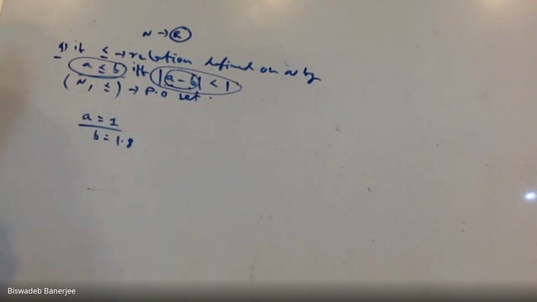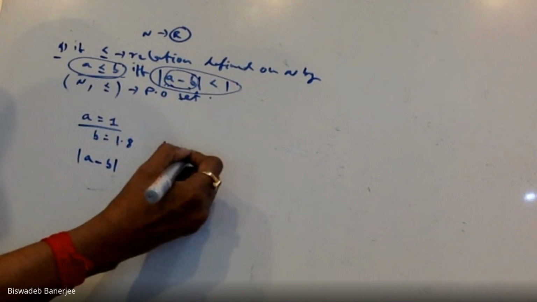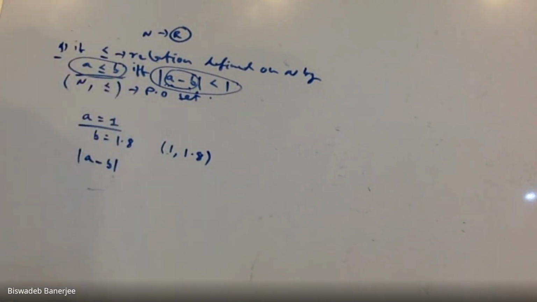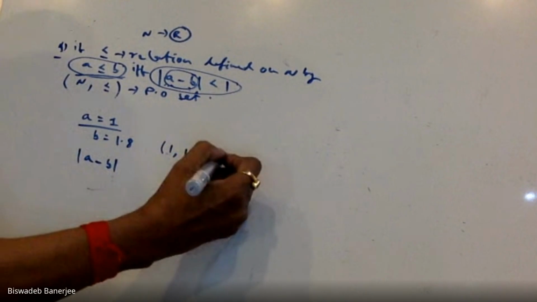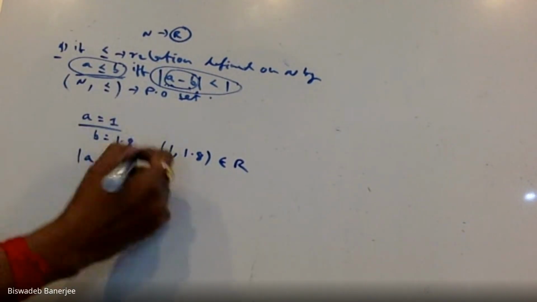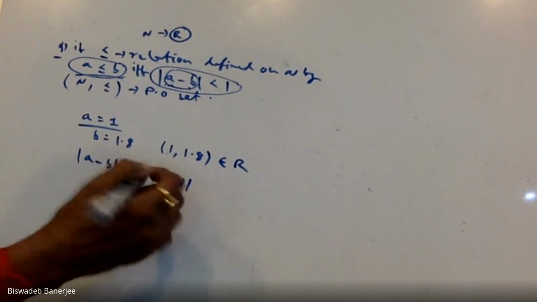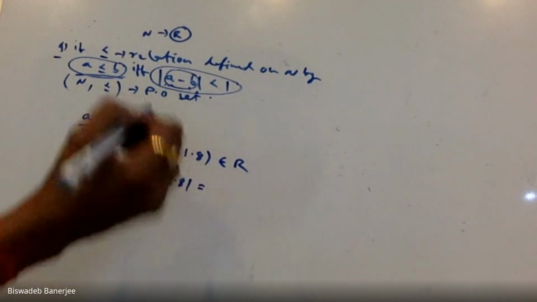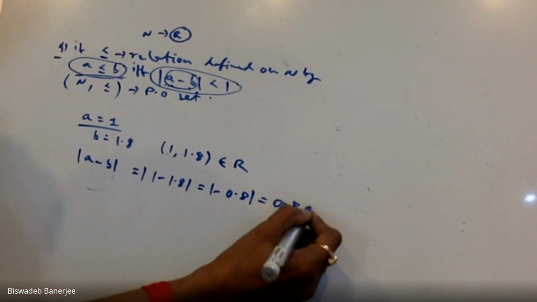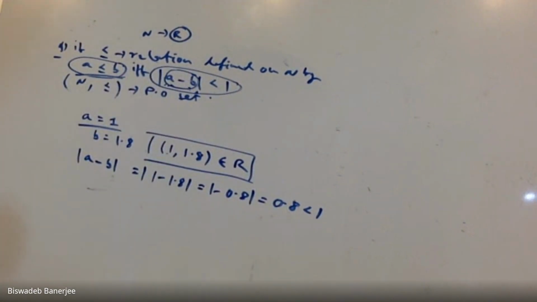1.8. And then mod of a minus b. That means I'm taking the pair 1 and 1.8. Clearly, 1 is less than 1.8, this condition holds, so this belongs to R. And mod of a minus b is mod of 1 minus 1.8, which is mod of minus 0.8, equal to 0.8, clearly less than 1. That means (1, 1.8) belongs to R.